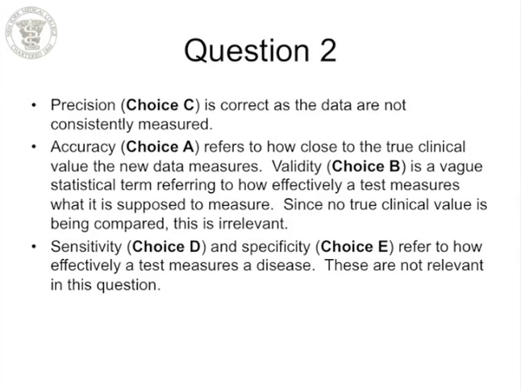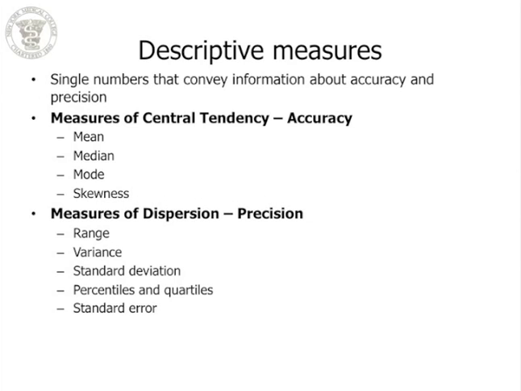And again, sensitivity and specificity refer to how effectively a test measures a disease, and these are also not relevant answers in this question. So let's start discussing what the measures of central tendency and the measures of dispersion are.